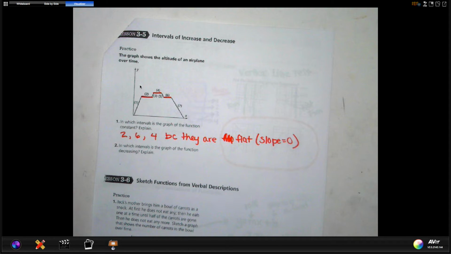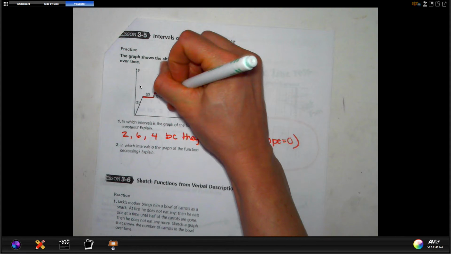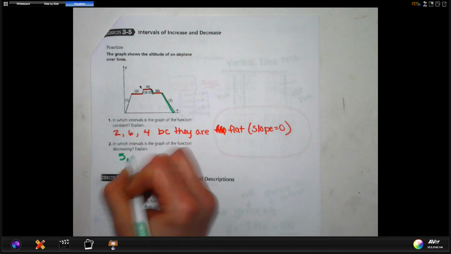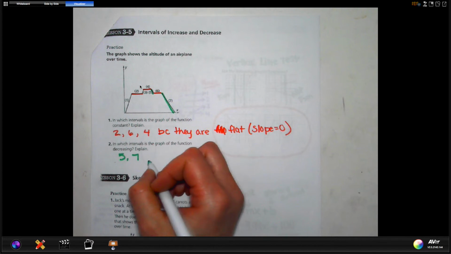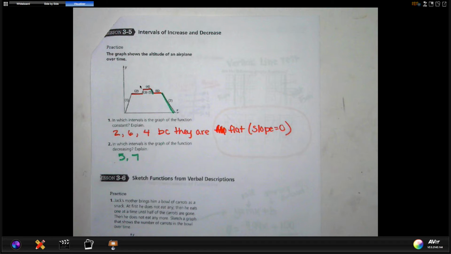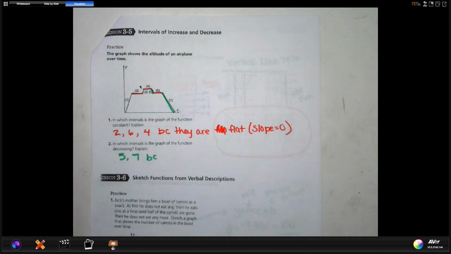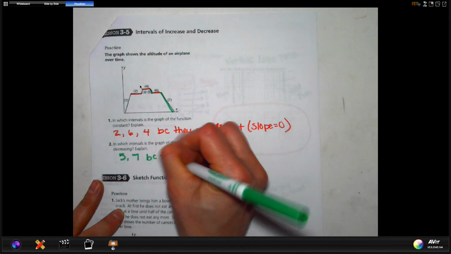Cameron, go. 5 and 7 are the ones. So it's coming back down in 5 and 7. If I put 7 and 5, would that still count? That still counts. Yep. The order doesn't really matter here. It's just asking you which ones are decreasing. How do you know? What's the because? They're going down. Yes, they are traveling down.